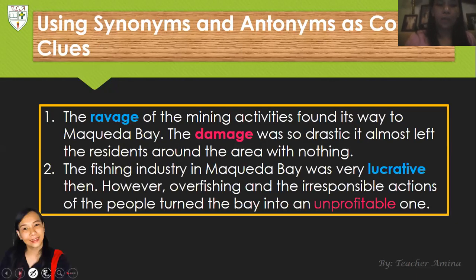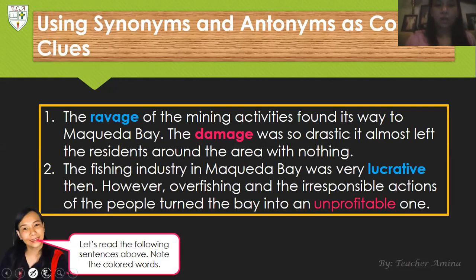So for example, in the following sentences, let's read them. Note the colored words, okay? We're going to discuss about it later. So first, in the first sentence: The ravage of the mining activities found its way to Makeda Bay. The damage was so drastic it almost left the residents around the area with nothing.